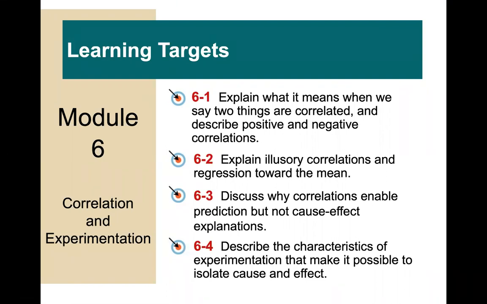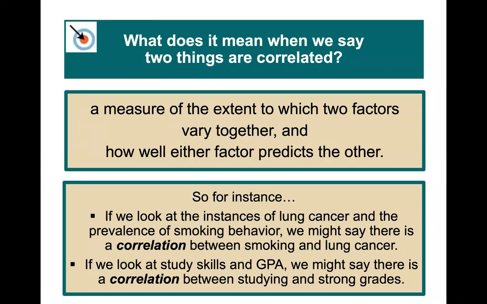Correlations do not equal causation. That will be said over and over again in this course. And also describing the characteristics of experimentation that make it possible to actually isolate cause and effect. So what does it mean when we say two things are correlated? Well, correlation is a measure of the extent to which two factors vary together. And this allows prediction. So how well each factor predicts the other factor.